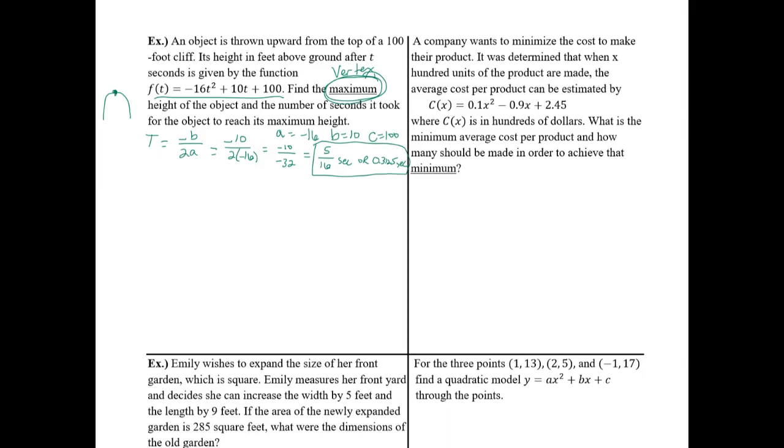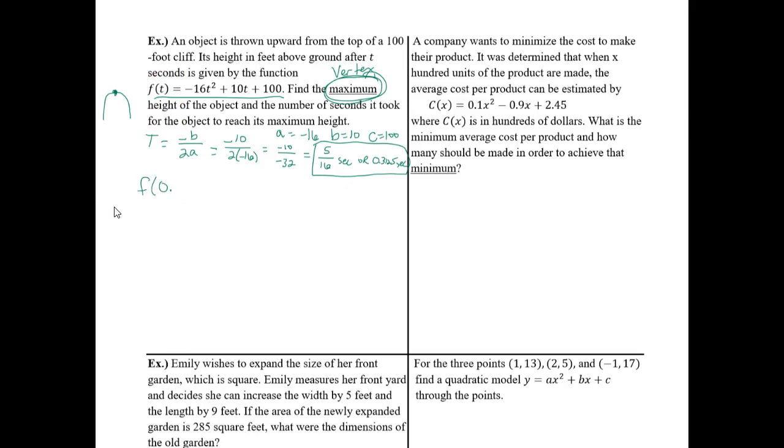Do not round. It doesn't say anything about rounding. So if you do write it as a decimal, don't round that. Take it out to those 4 digits or as far as it needs to go unless otherwise specified in your directions. Alright, so that's the time. So when we solve using the vertex formula, that's the input. In this case, the input was t. So now we can find the height by plugging in f of t.